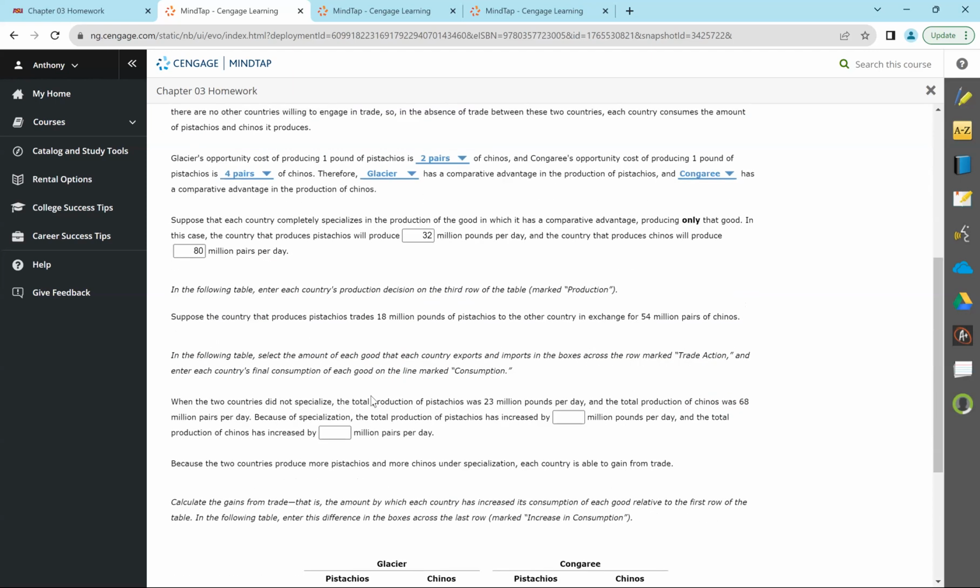So it says when the two countries did not specialize, the total production was 23 million pounds per day and a total of 68 million pairs of chinos. Because of specialization, the total production of pistachios increased, so it was 23 and now it's 32. That's 9 million more. Then the total number of chinos, well, it was 68 and now it's 80. It went up by 12.